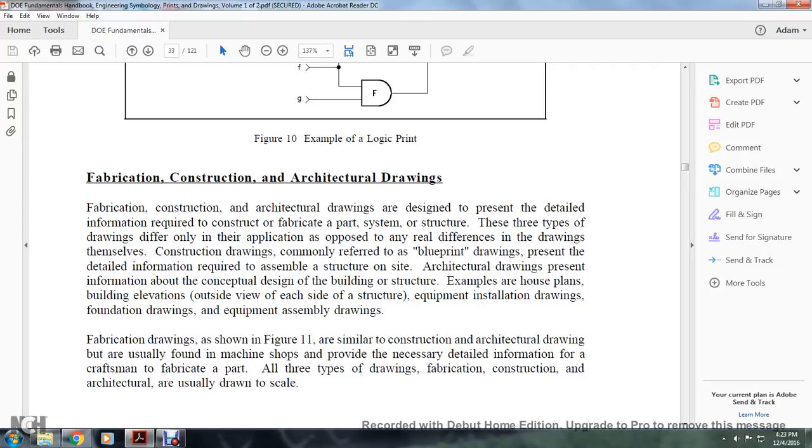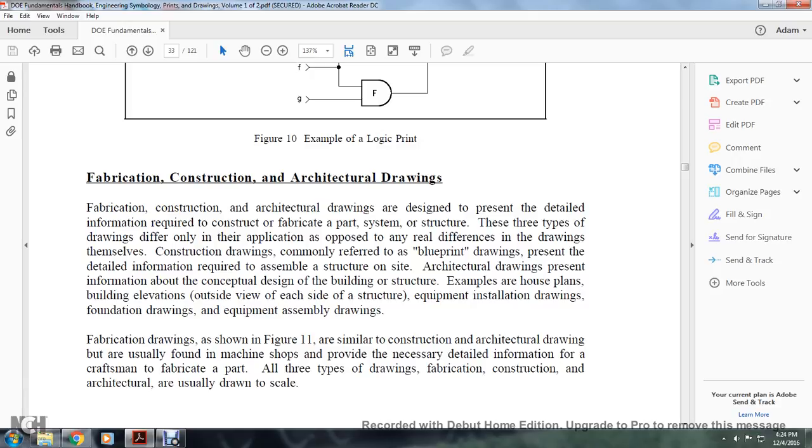Fabrication, construction, and architectural drawings. Fabrication, construction, and architectural drawings are designed to present the detailed information required for the construction and fabrication of parts of the system. The structure of the 3 types of drawings is different; they differ in their application more than in the drawings themselves. Construction drawings, commonly referred to as blueprints, represent the detailed information required to assemble a structure on site. Architectural drawings present information on the conceptual design of the building and structure. Examples: house plans, building elevations, outside views of each of the structures, and equipment installation drawings.